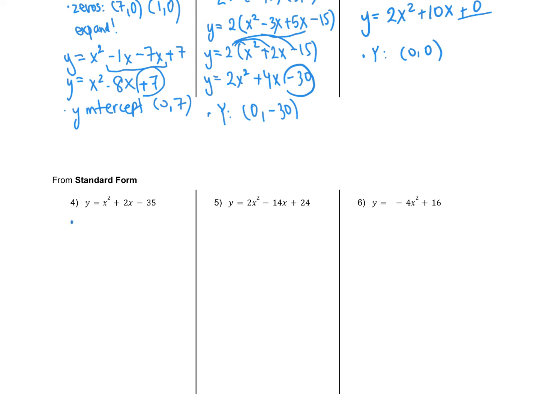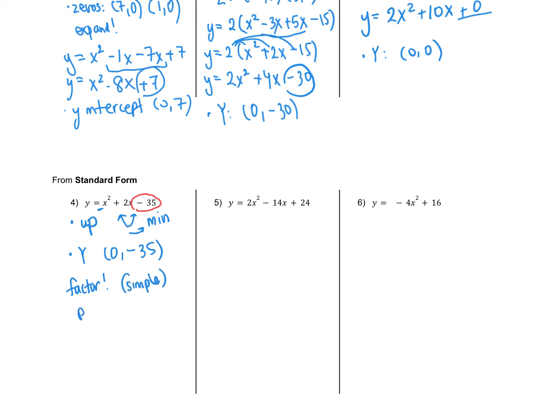So first of all, there's nothing in front of x squared except the positive 1. So this opens up. So once again, because it opens up, we have a minimum for that vertex. The y-intercept, well, the constant is negative 35. So the y-intercept is 0, negative 35. Now for the zeros, we have to factor this. And we have 3 different factoring methods, but because I see that it's a trinomial and it starts with x squared, it is going to be the simple trinomial.